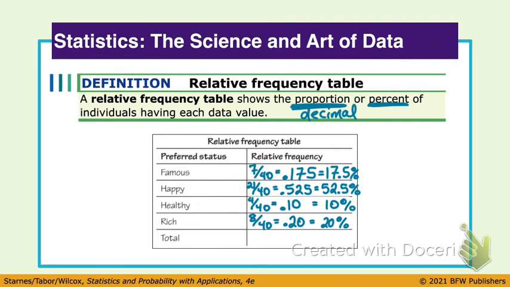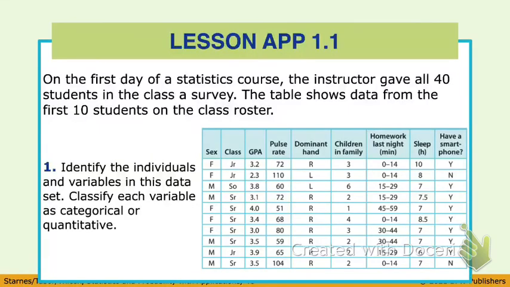What goes in the total? 40 out of 40. Hey, guys, what's 40 out of 40? 1, or 100%. Perfect. That is a relative frequency table.